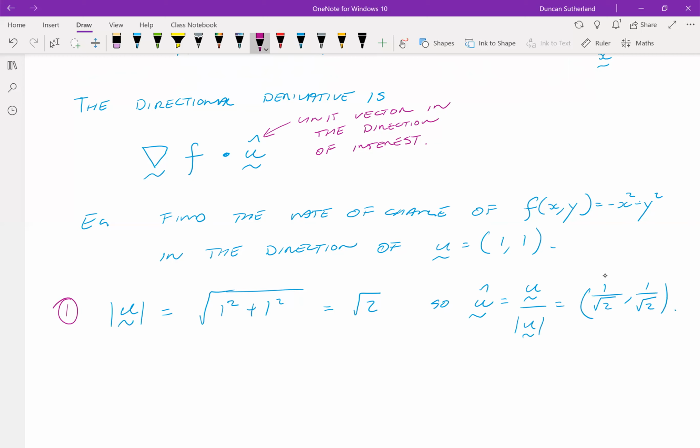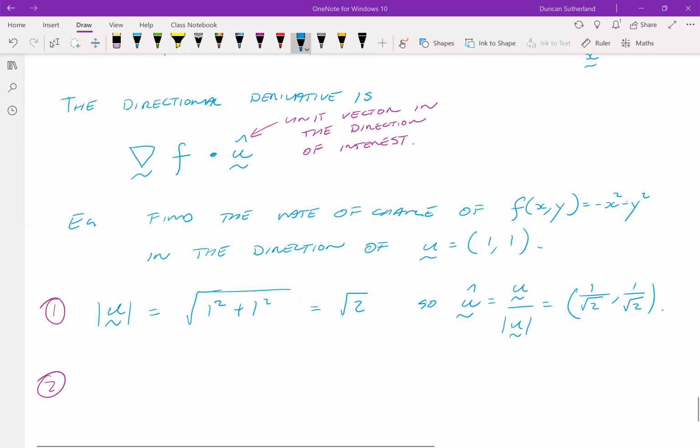Two, we've got to calculate grad. We've already calculated grad of this thing, but we'll do it again. Differentiate f with respect to x, get minus 2x. Remember that y is treated as a constant, so it disappears. Differentiate with respect to y, get minus 2y.